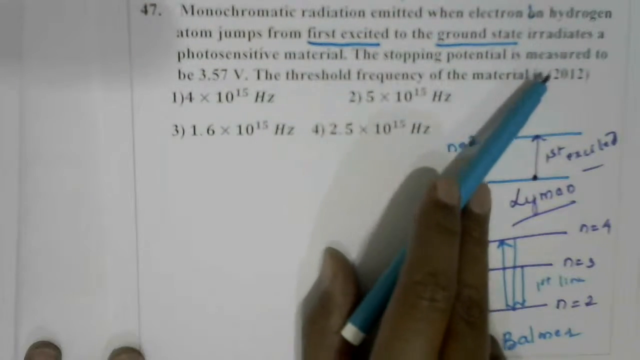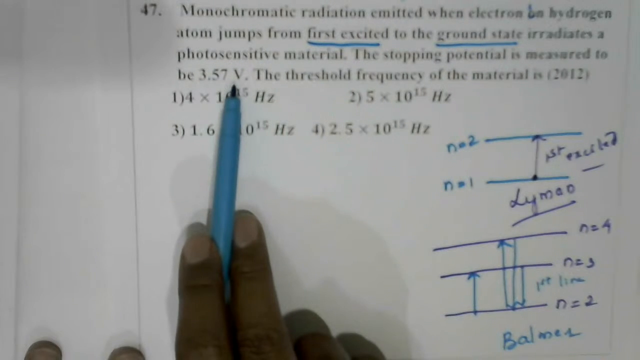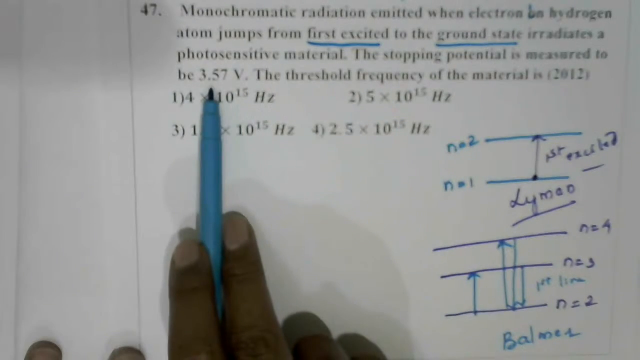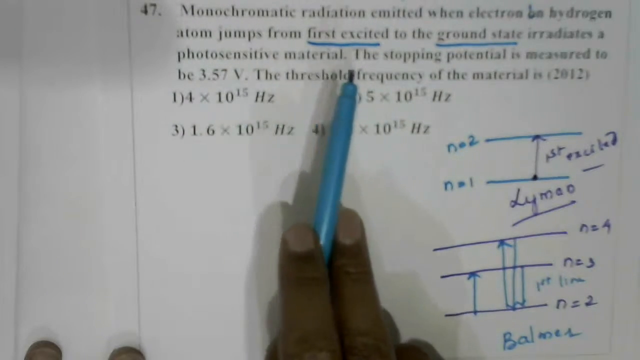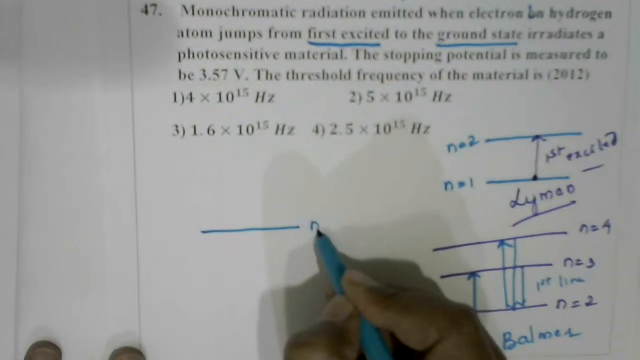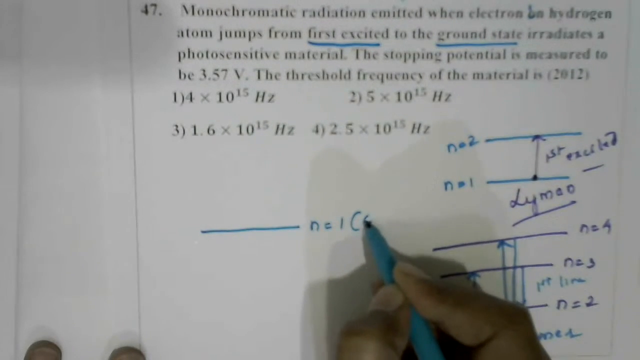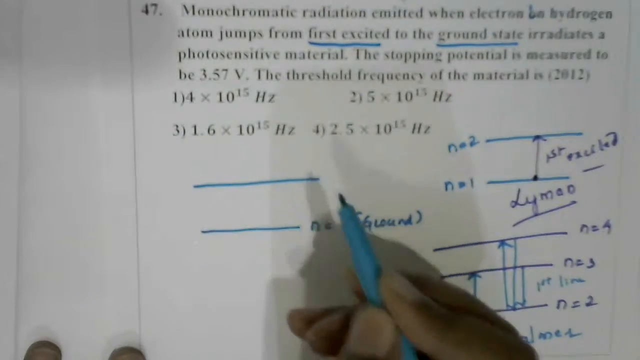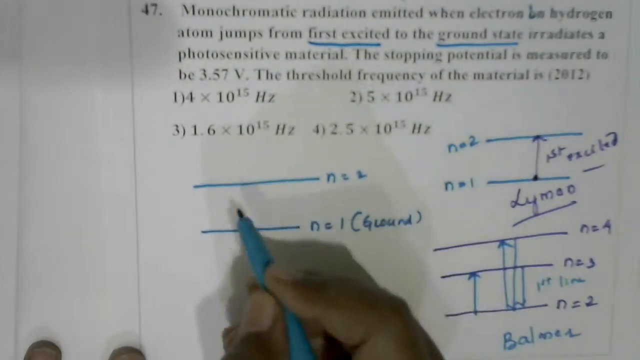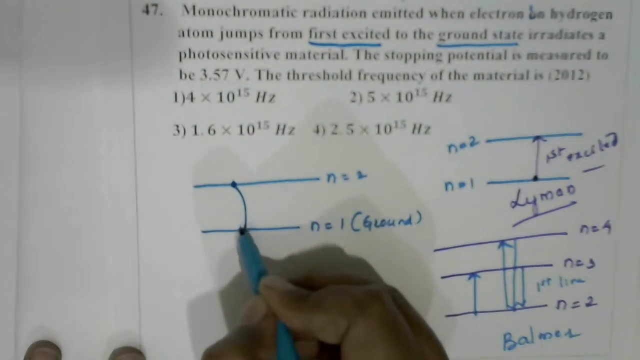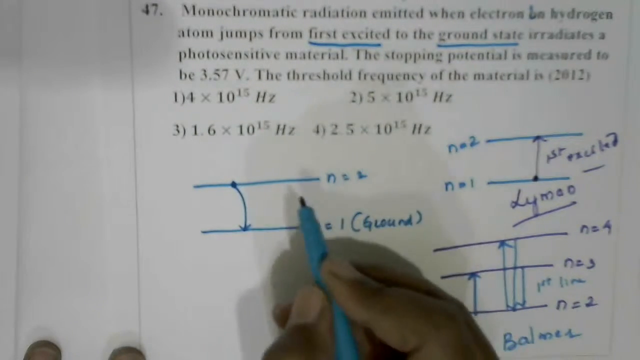See, the stopping potential is measured to be this much, they are saying. For the threshold frequency of the material, I should first know the emitted energy. So let me come back. N equal to 1 is your ground state, and the first excited state is N equal to 2. Means an electron is now transiting from the second orbit to the first orbit.